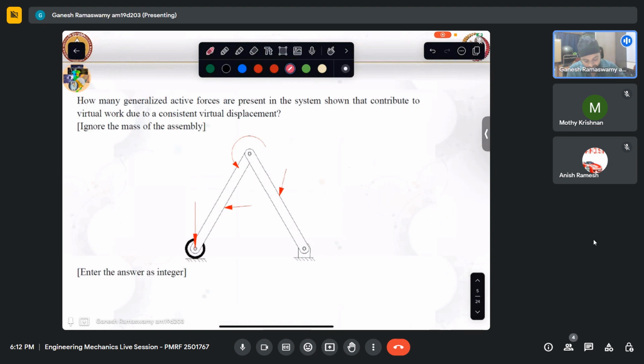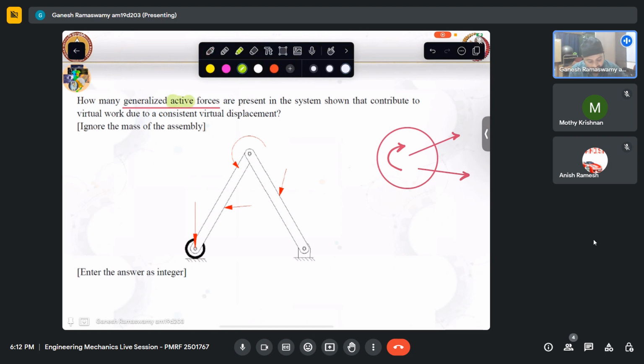Okay, so we have seen what we call generalized active forces, which are moments and forces put together. That is, if we have some body and it is applied with forces and with some couples, the entire force system is what we refer to as the generalized force system. Now, in this generalized force system, what are active forces is what we are trying to see.